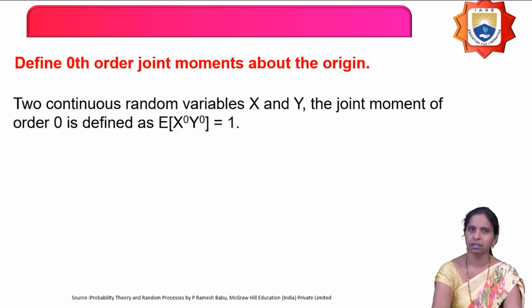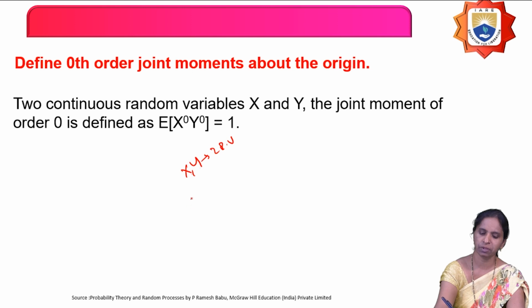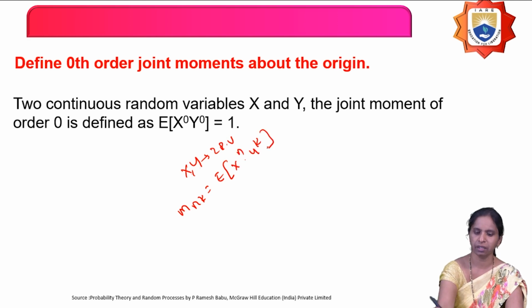So next one is define zeroth order joint moments about the origin. If you have two random variables x and y, then how do you represent them? Then how can you define the joint moments about the origin of the two random variables x and y? M n k is nothing but the expectation of x power n into y power k.